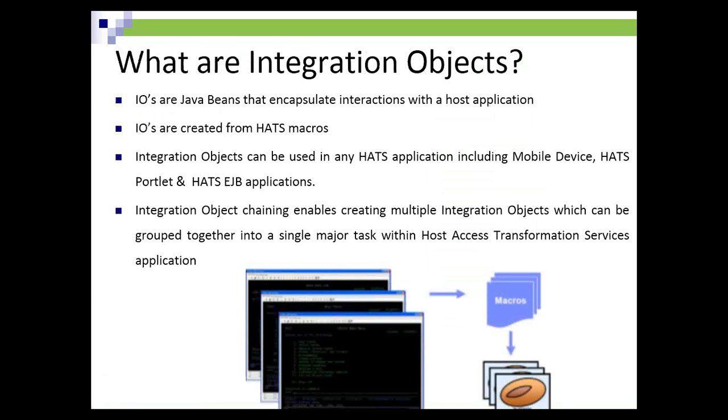Now, what are integration objects? An integration object is simply a representation of a macro XML file as a Java bean. So when you create a web service, first the macro is created, then the integration object is created, and from those integration objects you can create a web service. We will show you how to create an integration object from a macro, and how those integration objects can be used to create your web service.